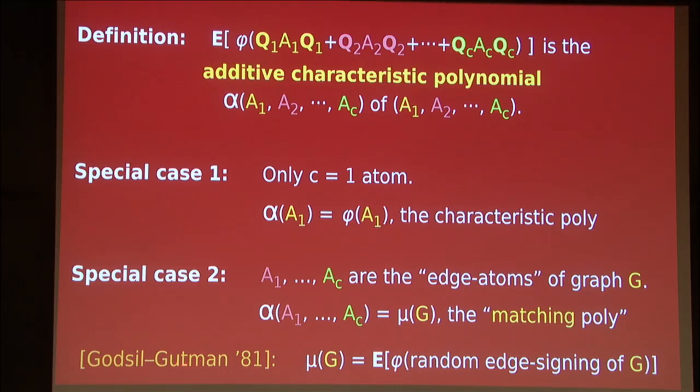And it's a theorem that this is the so-called matching polynomial of the graph G. It's proved by Godsil and Gutman in '81. And it's denoted by mu. It's the expected characteristic polynomial of a random edge signing of a matrix G. So this additive characteristic polynomial kind of generalizes matching polynomials.